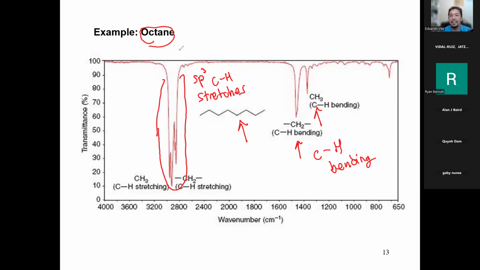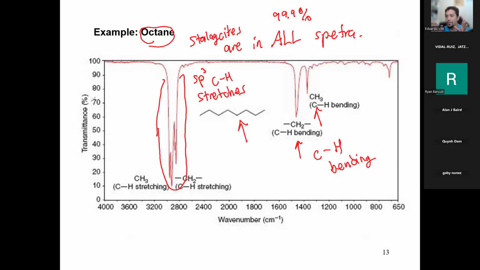And so again, the stalagmites are everywhere. They are in all 99.9% of spectra. So you have to be able to point them out. Let's look at the next example. Any questions before I move on? There's only one type of bond here, so you don't see a lot of peaks. You don't see a lot of signals. Very clean spectra. Okay, so let's look at the next example.